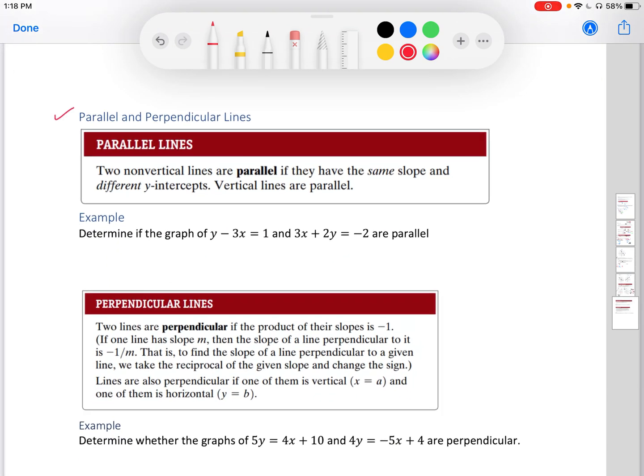Okay. Last piece about lines is they have a feature where they can create parallel and perpendicular lines. And this depends solely on the slope. So let's go ahead and talk about parallel lines. Two non-vertical lines are parallel if they have the same slope and different y-intercepts. Vertical lines are parallel.